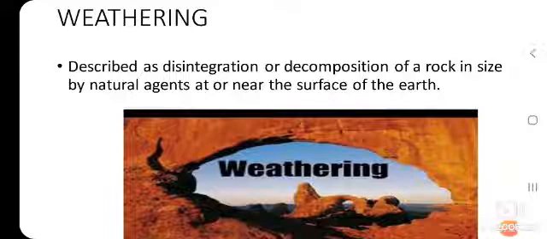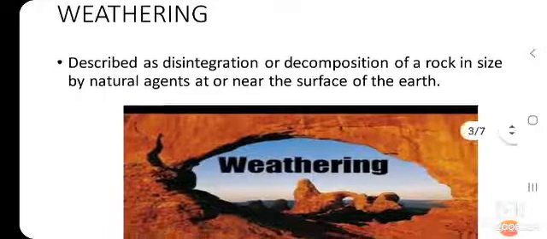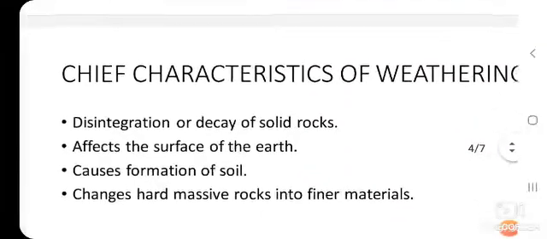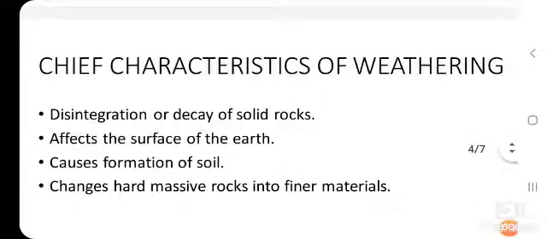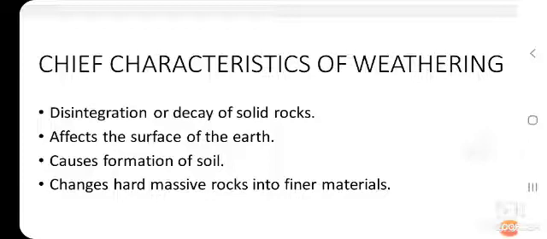Okay children? Fine. Then moving forward, let me explain to you the chief characteristics of weathering. There are some important characteristics of weathering. So one by one let me explain to you the important characteristics of weathering. One of the important characteristics of weathering is the disintegration or decay of solid rocks. Weathering involves the disintegration or the decay of solid rocks.